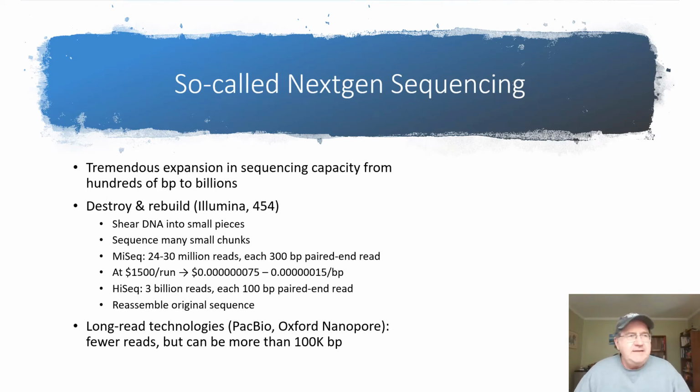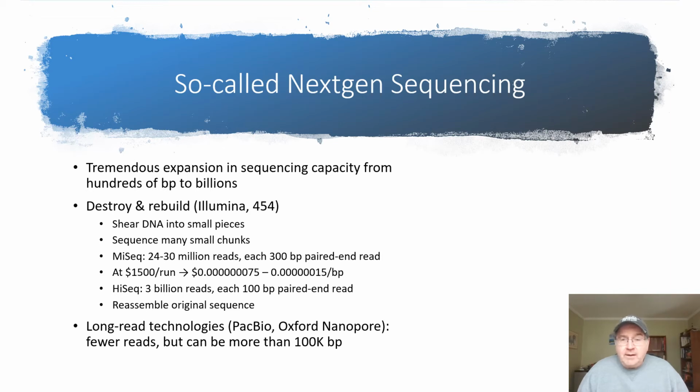And for a single MiSeq run, again, the prices vary, but roughly between the cost of preparing the library and actually doing the sequencing, you're talking $1,500, somewhere in that area. And so doing the math on that, I don't even know what those numbers are, but I know the first one, that's 7 zeros before the 7 fives. So you're talking about tiny fractions of a cent per base pair for a MiSeq run.